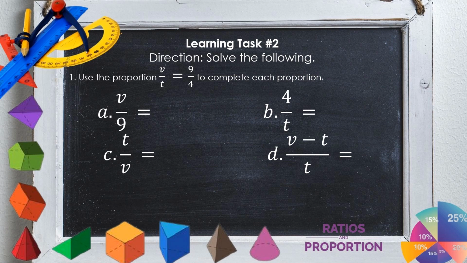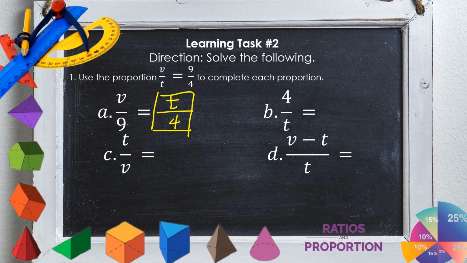For letter A, you have b over 9. So, we have both the numerator of your given. Basically, ang lalagay din natin dito is the denominator. For example, the denominator of b is t, and the denominator of 9 is 4. So, this is already the correct answer.